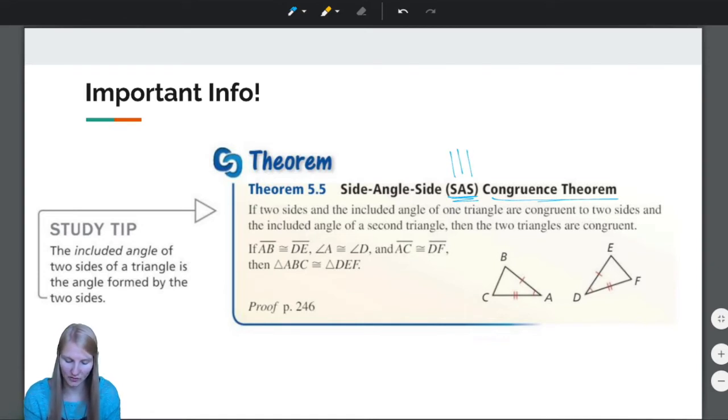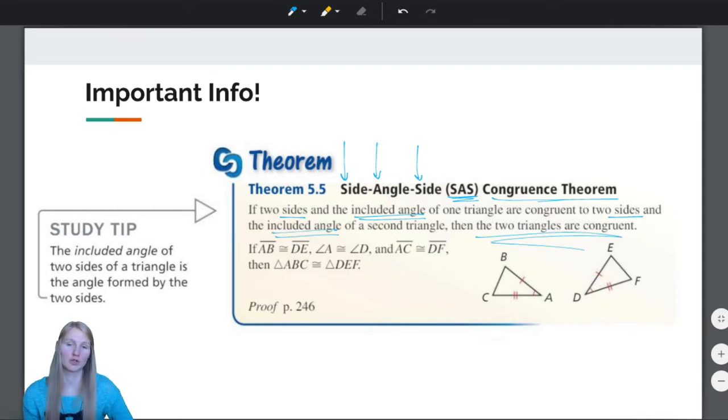SAS stands for side, angle, side. And what this says is if two sides and the included angle of one triangle are congruent to two sides and the included angle of a second triangle, then the two triangles are congruent.